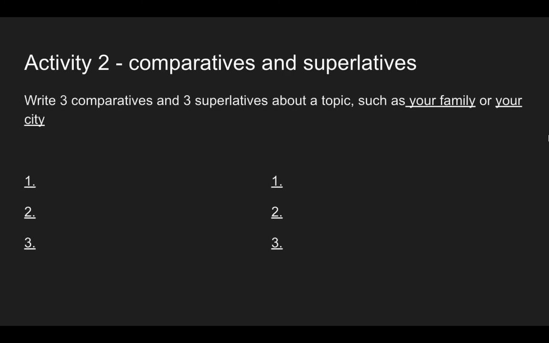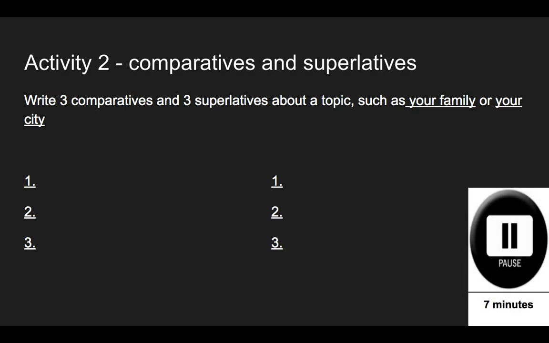Okay, so for the second activity, I want you to write 3 sentences that are comparatives and 3 sentences that are superlatives about a topic, such as your family or your city or food, animals, can be anything. Okay, so again, about 7 minutes, and that's the final activity.